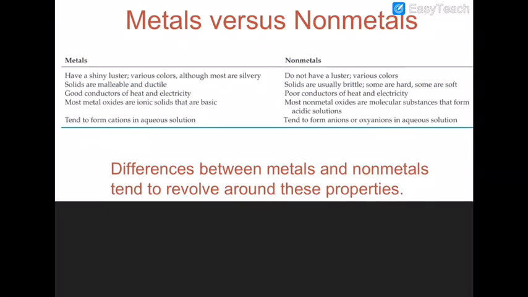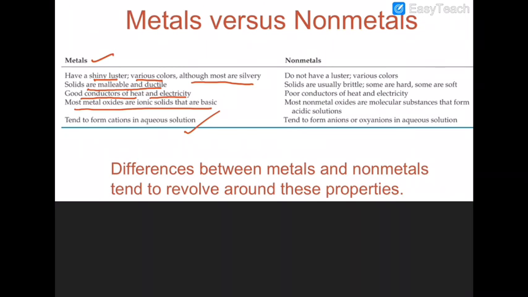Now let's take a difference between metals and non-metals. Now in case of metals, what can you find? They have a shiny luster, various colors. Most of them are silvery. The metal solids are malleable and ductile. They are excellent conductors of heat and electricity. Most metal oxides are ionic solids which are basic in nature. And all metals tend to form ions in the aqueous medium.